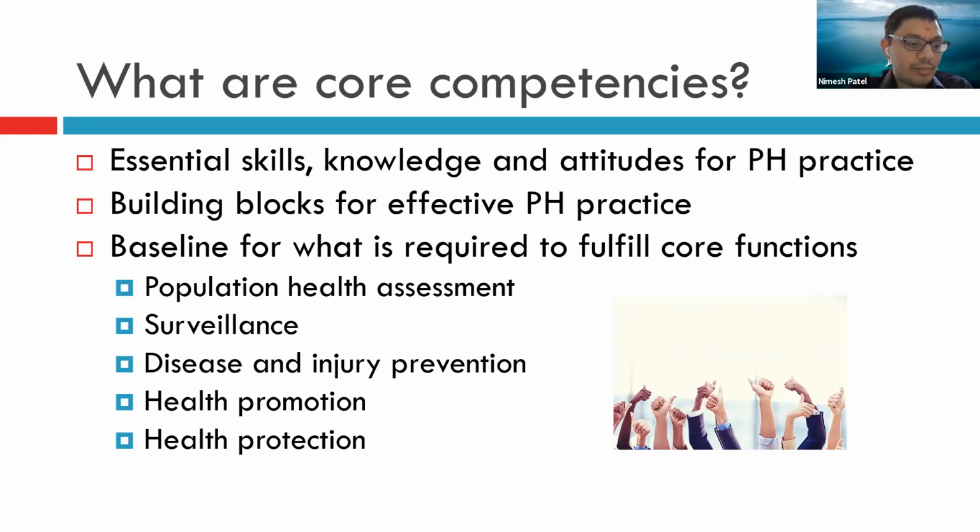The generic core competencies provide a baseline for what is required to fulfill public health system core functions. These include health assessment, population health assessment, surveillance, disease and injury prevention, health promotion, health protection, and so on. Having the competencies is very crucial because remember, public health practice is highly interprofessional, and many public health providers have overlapping competencies. The framework advocates a skill or competencies-based rather than a discipline or profession-based approach to public health resources planning. So it's really important.